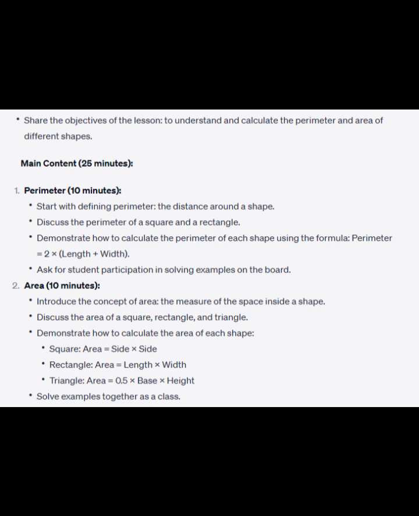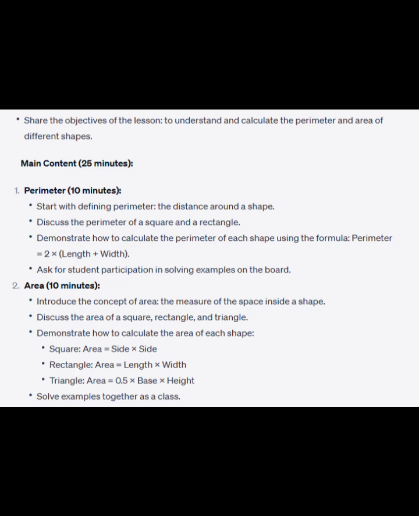Perimeter: 10 minutes. Start with defining perimeter, the distance around a shape. Discuss the perimeter of a square and a rectangle. Demonstrate how to calculate the perimeter of each shape using the formula: perimeter is equal to 2 times length plus width. Ask for student participation in solving examples on the board.